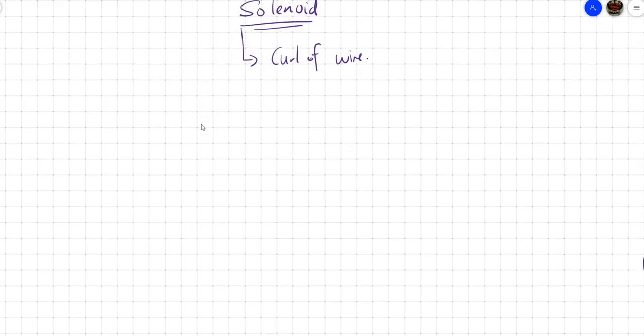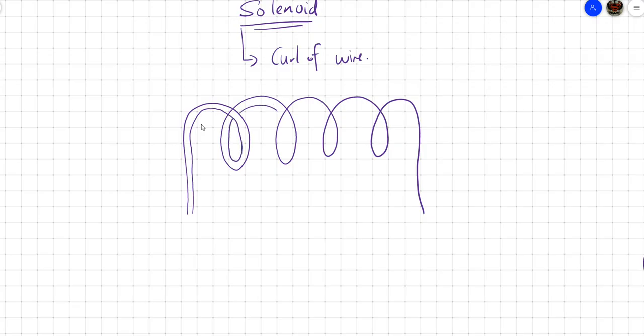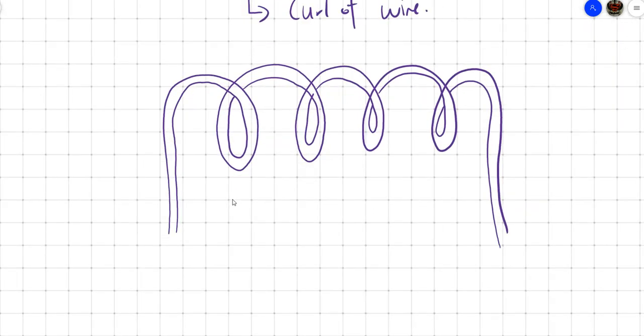So let's have a look. So we've got a wire and then we coil it up. So we've got 1, 2, 3, 4. Here we go. So we've got a coil of wire. So I'm going to draw the wire like this. Here we go. Okay, we've got the coil of wires there like this. Okay. So let's do it like this. Here we go. Coil of wires.